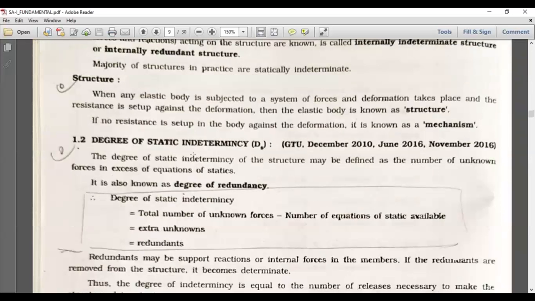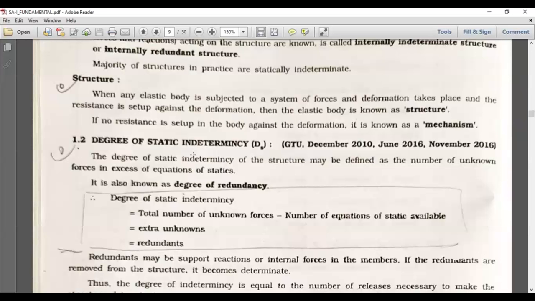What is a structure? When any elastic body is subjected to a system of forces and deformation takes place and resistance is set up against the deformation, then the elastic body is known as a structure. If no resistance is set up in the body against the deformation, it is known as a mechanism. That's why the difference between mechanism and structure is vast.